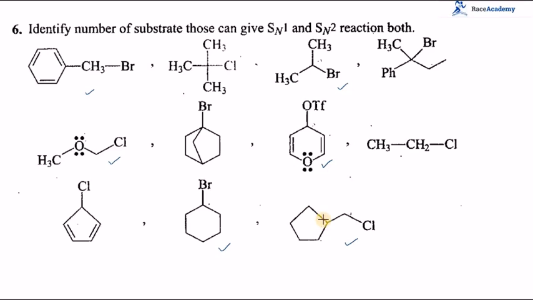Whenever bulkiness is intermediate, then we can say that a compound is involved in both SN1 and SN2 reactions. So these are the compounds. Around 6 compounds in the given list are said to give SN1 and SN2 reactions.